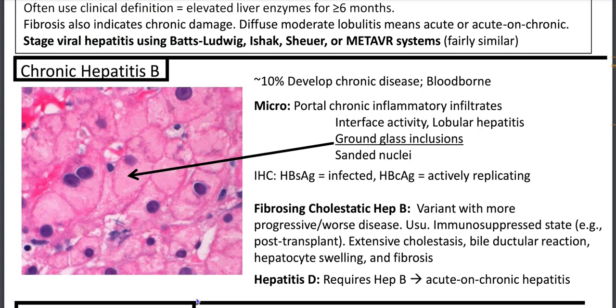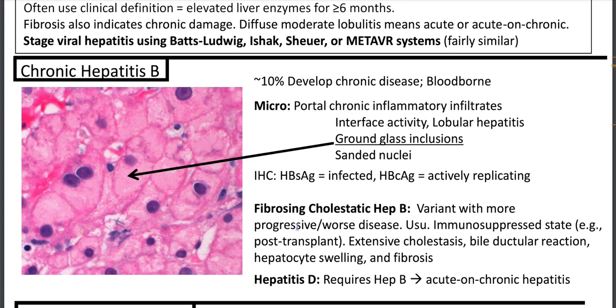Chronic hepatitis B. 10% develop the chronic disease. It is bloodborne as well. You'll have portal chronic inflammatory infiltrate with interface activity, lobular hepatitis like we have mentioned with chronic hepatitis C. You can see, however, what's more unique, ground glass inclusions and sanded nuclei. And the hepatitis B surface antigen means the patient has been infected, and hepatitis B core antigen means the virus is actively replicating.